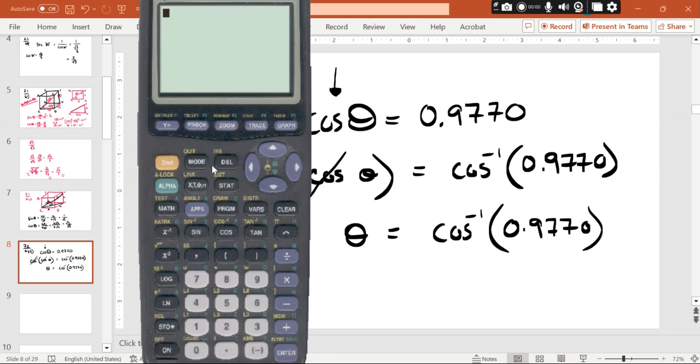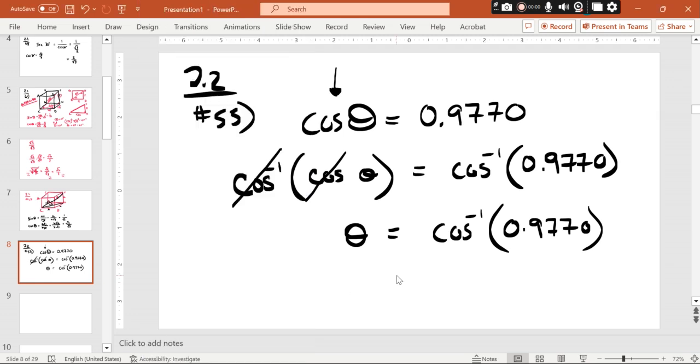Okay, so I'm going to go cosine inverse. So second function, inverse, 0.9. Now, before you do this, just real quick here, you guys tell me, is it closer to 90 degrees or is it closer to 0 degrees? So if you go back over here, this will be a cool thing to talk about.